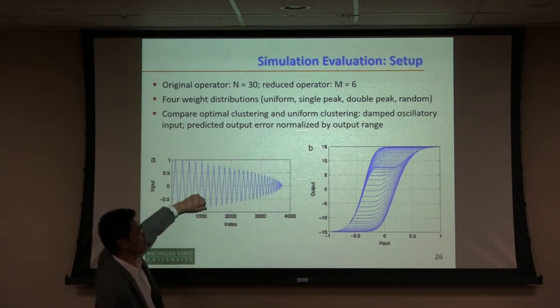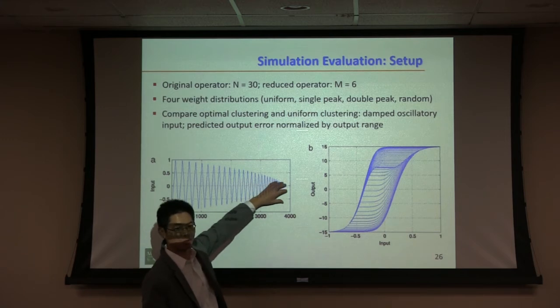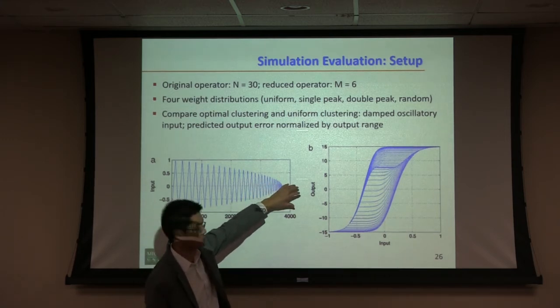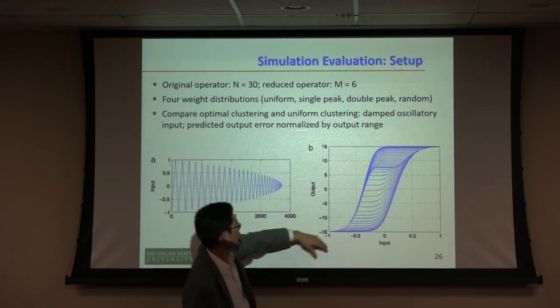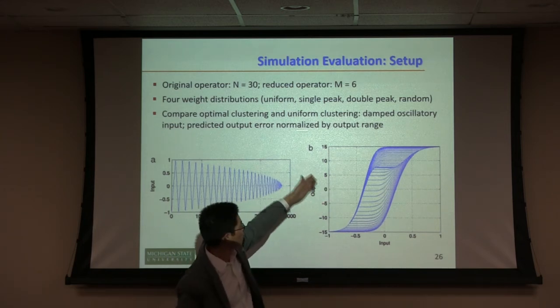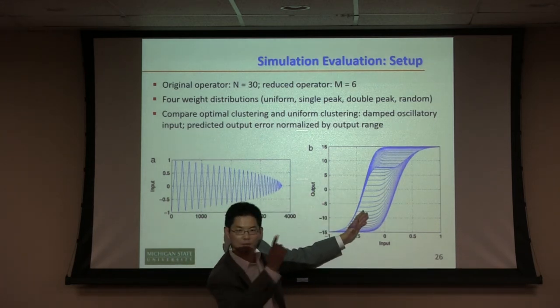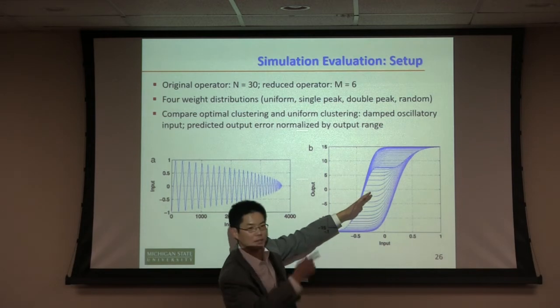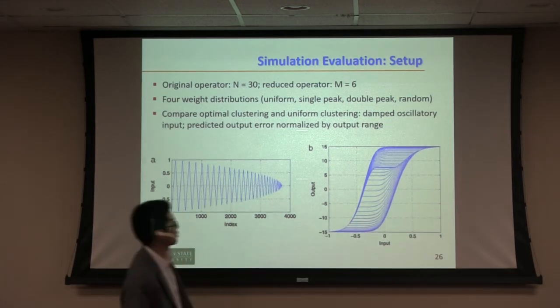This is kind of a damped oscillation input, which is actually often used in parameter identification for hysteresis operators. And you would get an output function. If you plot output versus input, you would get something like this. A lot of inner loops and outer loops, right? So these are the nested loops of the hysteresis.